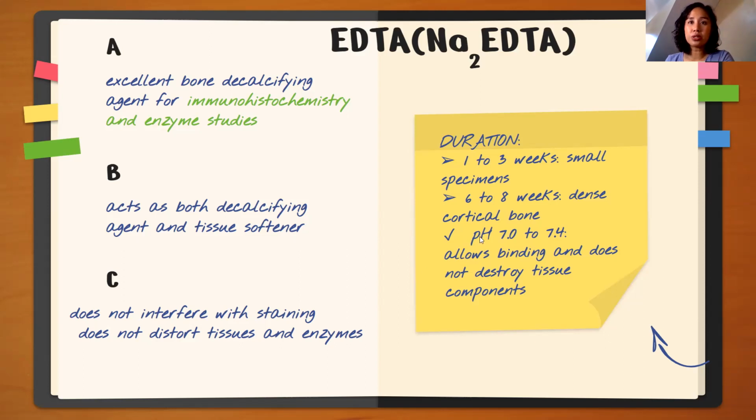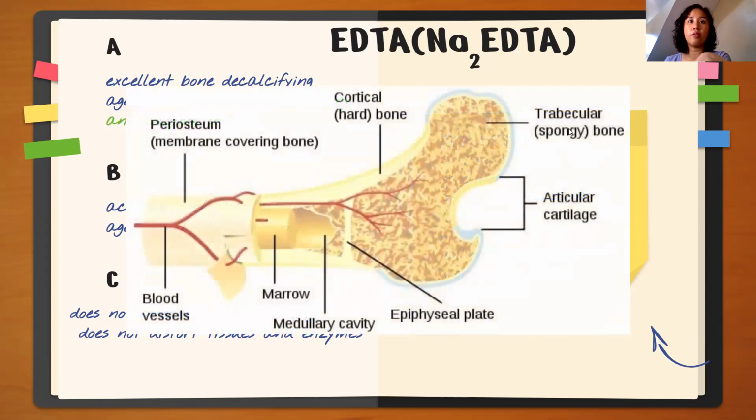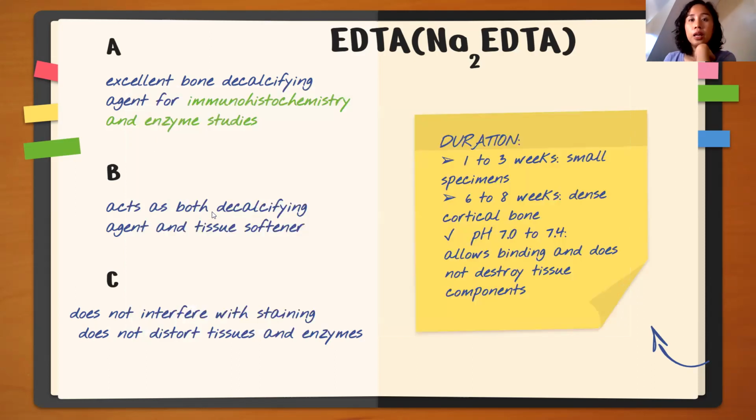And so the duration, even though it's small, 1 to 3 weeks, so ang bagal lang talaga nito. And 6 to 8 weeks pag dense cortical bone. Ito yung cortical bone. Yan, yung merong ito outer side. So mas lalo na femur. And the best pH is neutral, 7 to 7.4 pH in using EDTA.